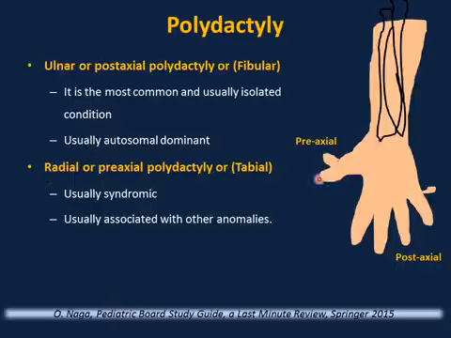If you have the extra digit in the upper extremity on the lateral side, on the radial side, on the thumb side, or in the lower extremity on the tibial side, on the medial side of the big toe, this will be of big concern and usually syndromic and usually associated with other anomalies.